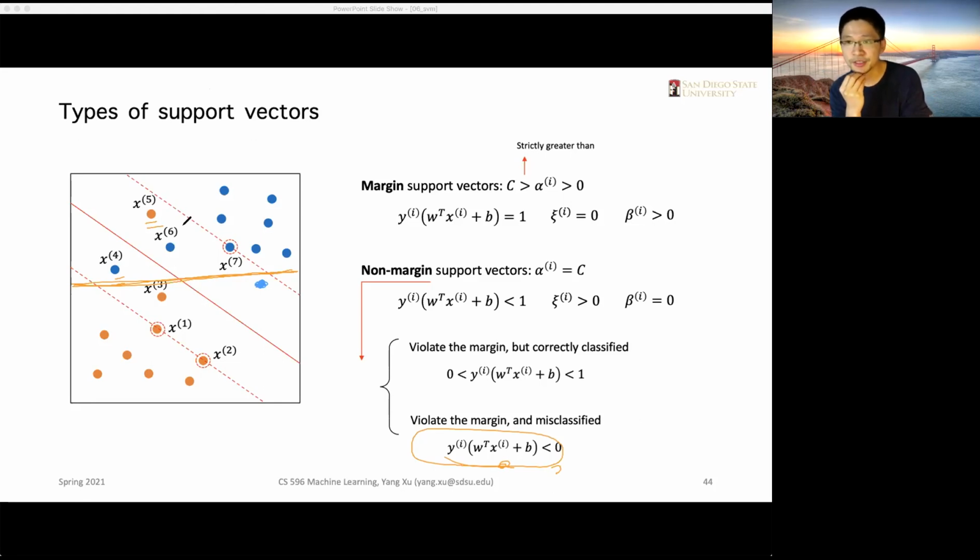I would say a smaller margin has a higher risk of overfitting. So if we really want to find a model that works, then we had better maximize the margins.